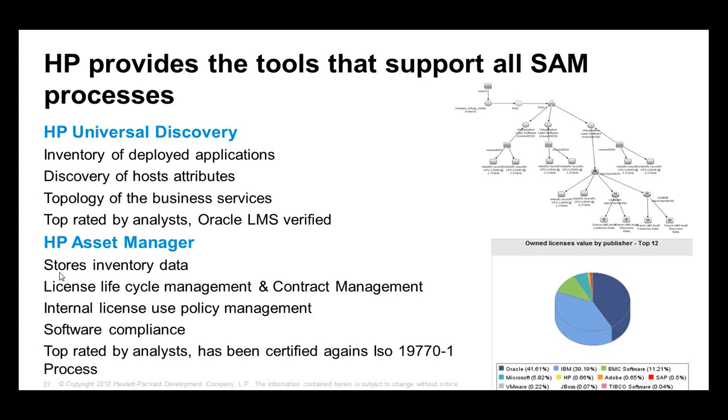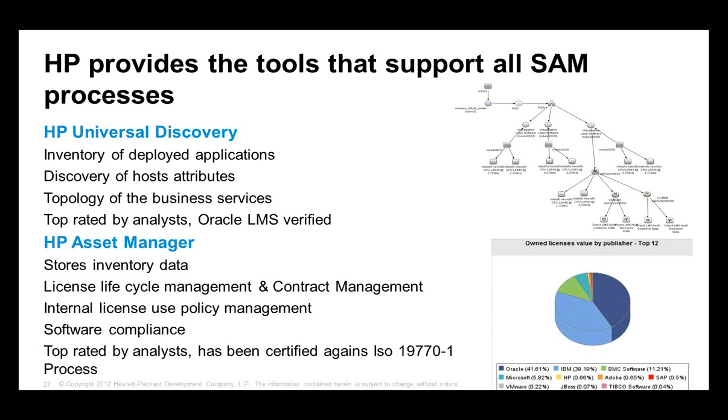On the other side, asset manager will store the inventory data. So we'll take the data from UD. We'll manage a license lifecycle and the contracts for the licenses, so to keep track of your license entitlements. And we'll run the software compliance work, which means being able to reconcile the licenses with the deployments according to the publisher's licensing rules, with the usage or the internal policy. Asset manager will include a third dimension, which is comparing what has been deployed with what has been authorized with internal policies.